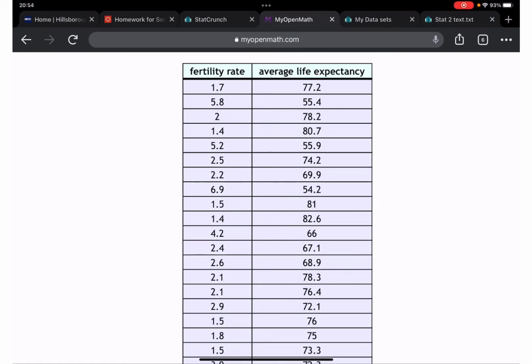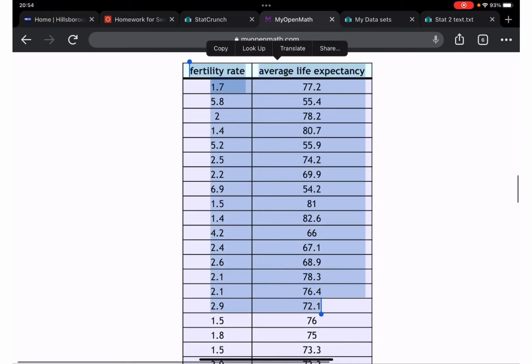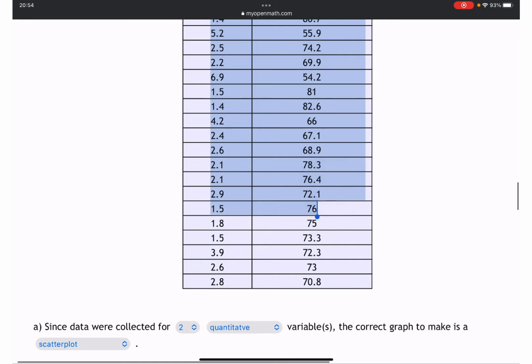So let's see. I figured out why the first data on StatCrunch moves to the title, because I guess they expect this first line to be the title. This is why. Well, if I'm right, then this time we don't have to correct anything. Let's see.